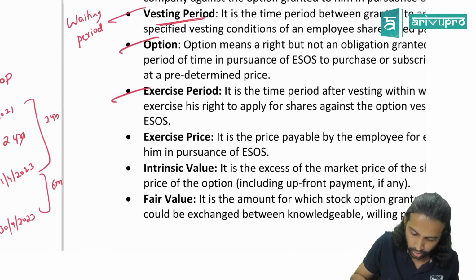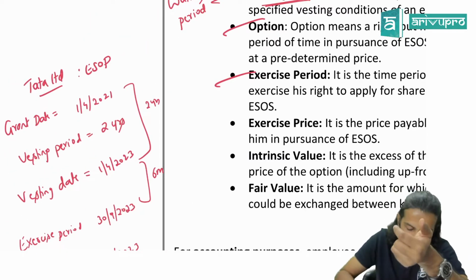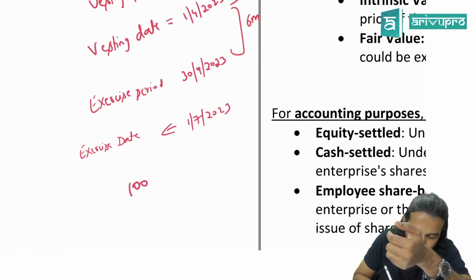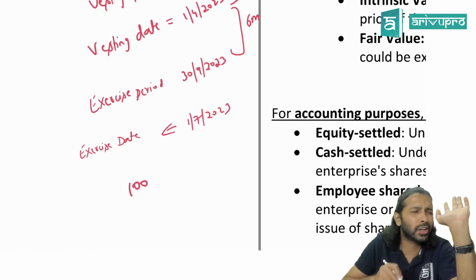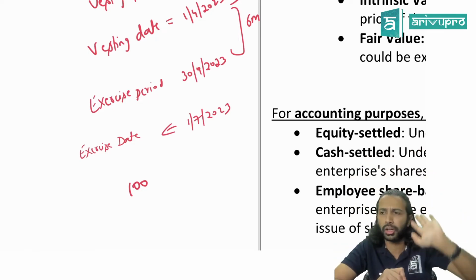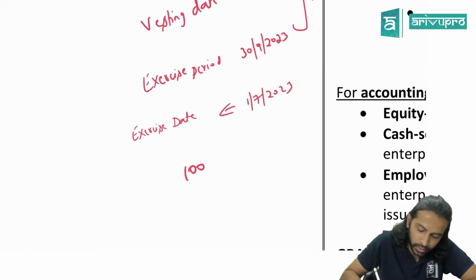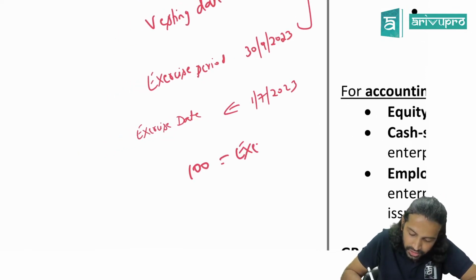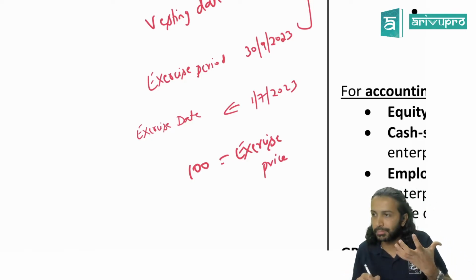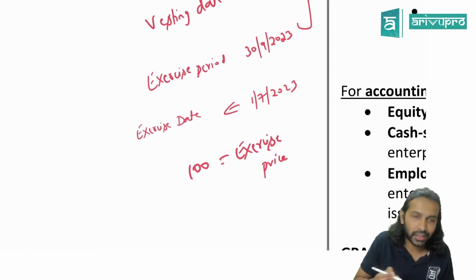Okay. The employee has to pay some money to buy that. Let's say the employee has to pay 100 rupees to buy a Tata share. The market value of the share, let's say, is 200 rupees. But Tata Limited said, give me 100 rupees, the share is all yours. So the employee has to pay how much? 100. That 100 we call the exercise price. The price at which employees are paying the company and buying the shares, that price we call the exercise price.